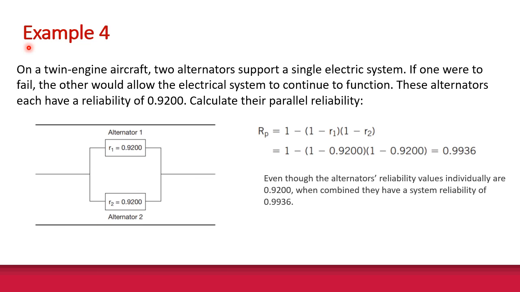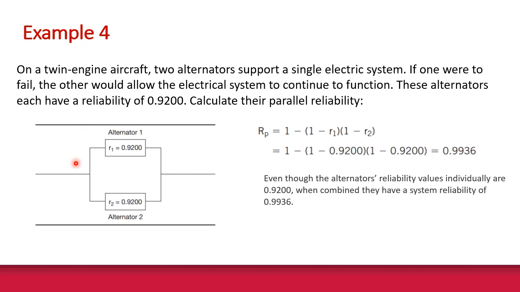So let's take a look at an example of two elements in parallel. Let's say we have a twin engine aircraft with two alternators that support a single electrical system. If one of these were to fail, the other one would allow the electrical system to function. So that's how we know it's in parallel. These alternators each have a reliability of 0.92. Calculate their parallel reliability. So again, we plug in the formula, and we can calculate this as 0.9936.